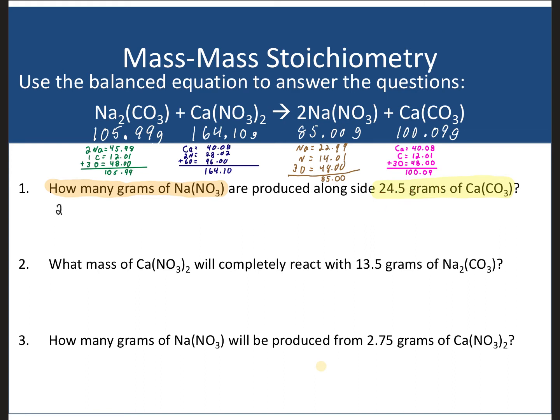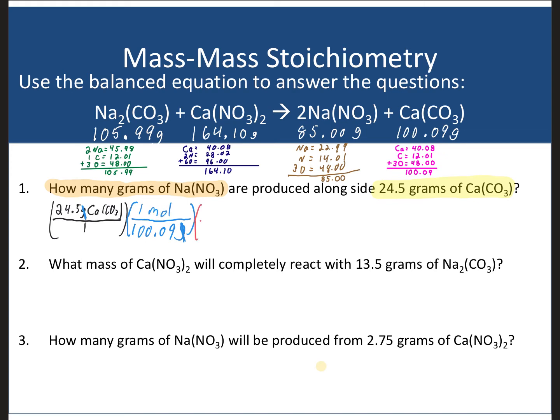So let's write that down. That's what I'm starting with. That is my starting amount for this problem. So I got 24.5 grams of CaCO3. I put it over 1. And now first thing I have to do is use that formula mass of CaCO3 in grams, 100.09, to cancel out my grams, and that makes 1 mole, which goes on top. The grams get slashed away, and now I have moles.